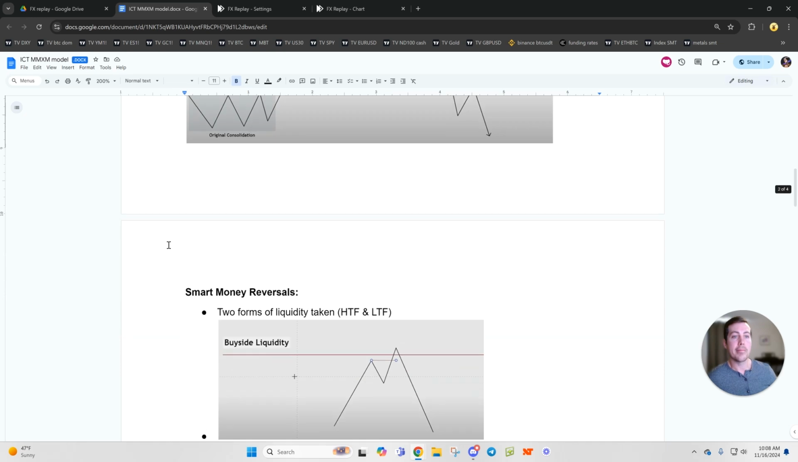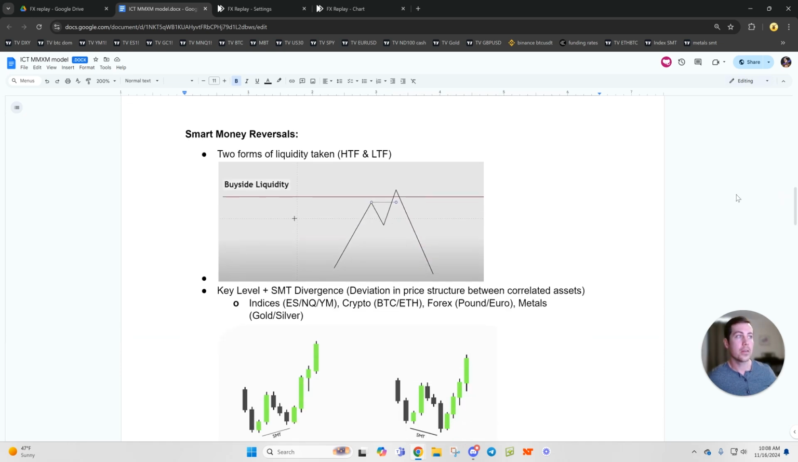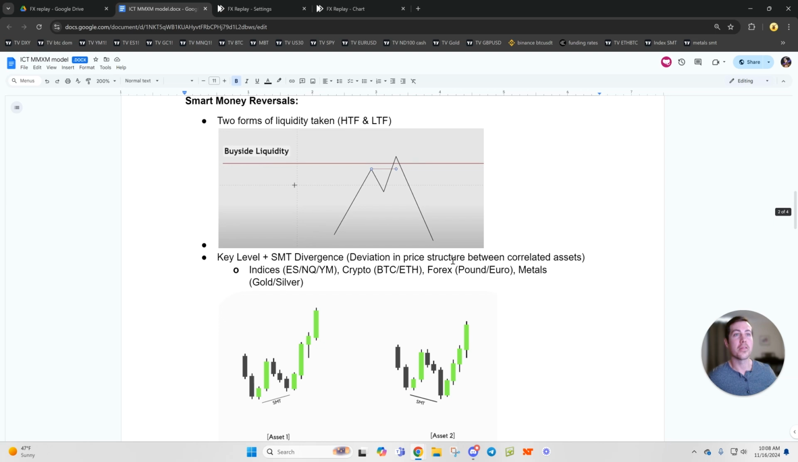So I'll talk a little more about this smart money reversal. Essentially there's a couple things going on here, and I'll try to get this so you can see both of these. I can grab this. All right, so for this smart money reversal, there are a couple key components. Generally, you will see two forms of liquidity taken at these levels, both at some kind of high time frame level.